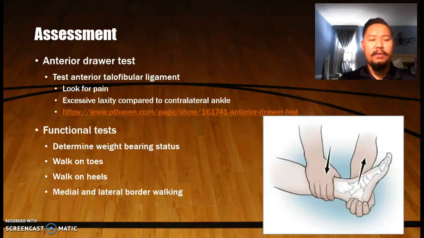Another thing that you want to do is also determine if they're able to walk on the foot. These are some functional tests. See if they can put any weight down into the foot. Have them walk on their toes, have them walk on their heels, and then just assess and see if they are favoring a certain side, if they're avoiding putting their whole foot down, or they can't put their foot in a certain position, and then just take note of that when you're doing your assessment.